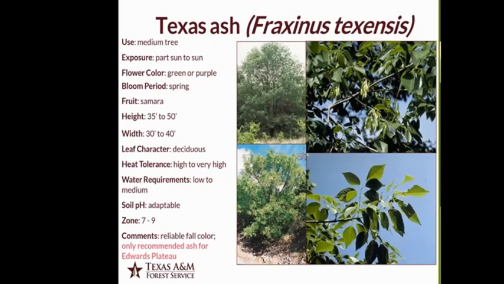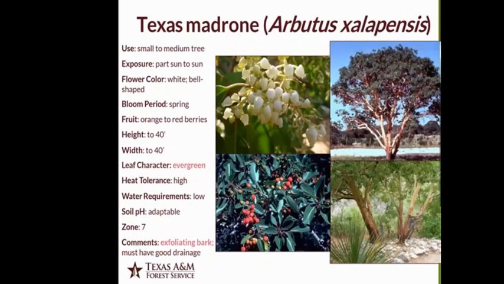Texas madrone, one of my favorites. This is an evergreen tree, so if you are looking for something that's going to keep its leaves all year long, this one is great. It has that beautiful exfoliating bark, red on the outside and then a light cream color on the inside. You have to have good drainage for this tree though. It doesn't like sitting in water. It does have those red berries, which are edible and good for wildlife.